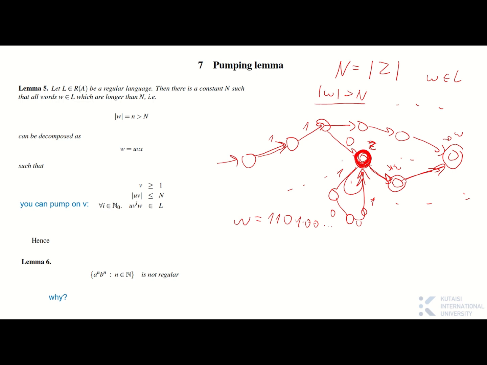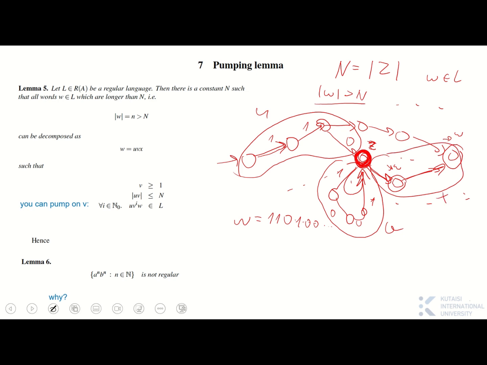What I'm claiming is that this guy is exactly V, this guy is exactly U, and the rest that is left here is exactly X. Because if I start with the guy that goes 1, 1, 0, and instead of 1 that takes you this way, I take 0, if I cut out V at all, it still accepts. See what I mean? So if you start here, 1, 1, 0, and you do not go on the loop by reading 1, rather you go by reading 0 and you go this way, you cut out this whole V and you will still accept.